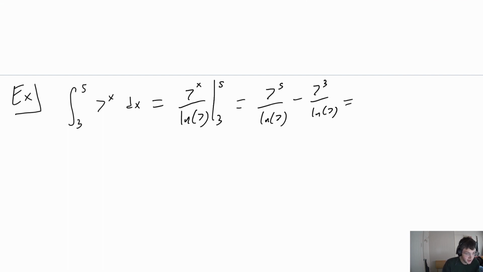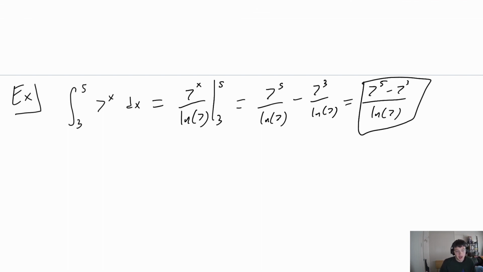We can combine those because they have a common denominator. We get 7 to the 5th minus 7 to the 3rd over natural log 7. I don't know what that number is, but that's a number.